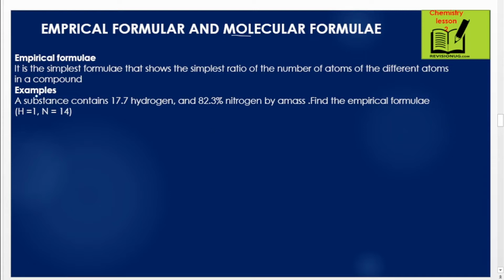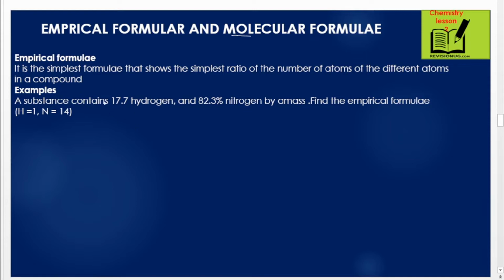Okay, now how do we do this? Here they are telling us that a substance contains 17.7% hydrogen and 82.3% nitrogen by mass. Find the empirical formula of the substance X.